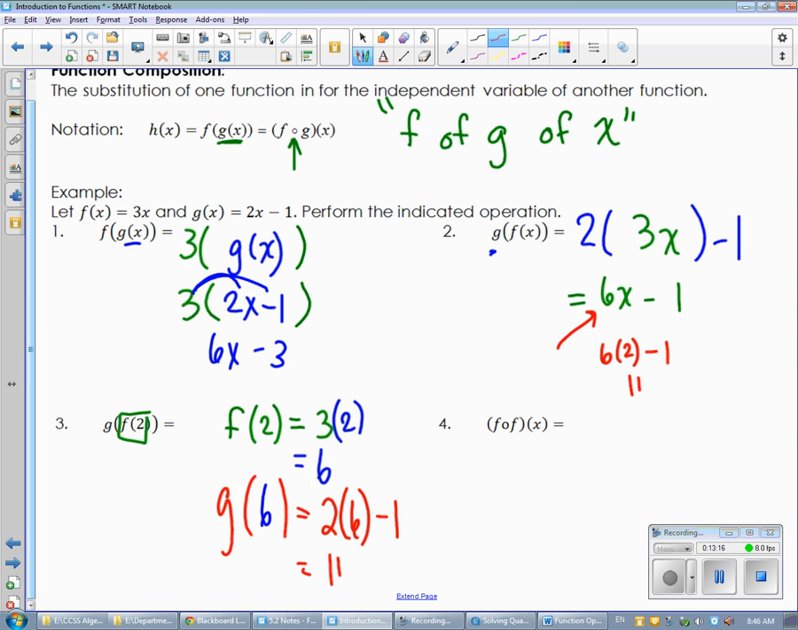We can also substitute a function in for itself. So if we take a look at number 4, notice I'm using the other notation for function composition, f of f of x. So that means I'm taking my function f of x, which is 3 times something, and I'm replacing it with itself. So I'm going to put a 3x inside. And when I do that, I get 9x. And so that is your basic function composition.